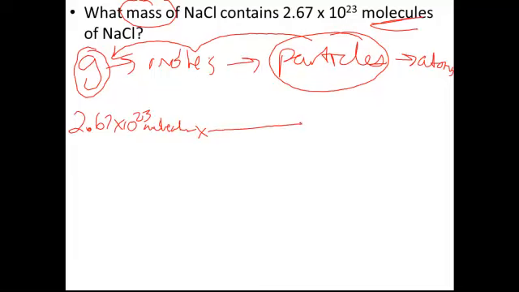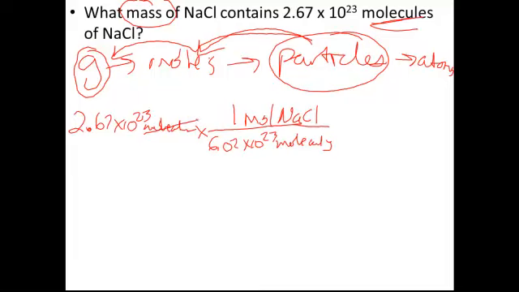And then we want to cancel molecules. So the conversion to go from particles to moles is using Avogadro's number. 1 mole equals 6.02 times 10 to the 23rd, whatever. So in this case, we have molecules. So we're going to go 6.02 times 10 to the 23rd molecules in 1 mole of NaCl. And then our molecules are going to cancel out.